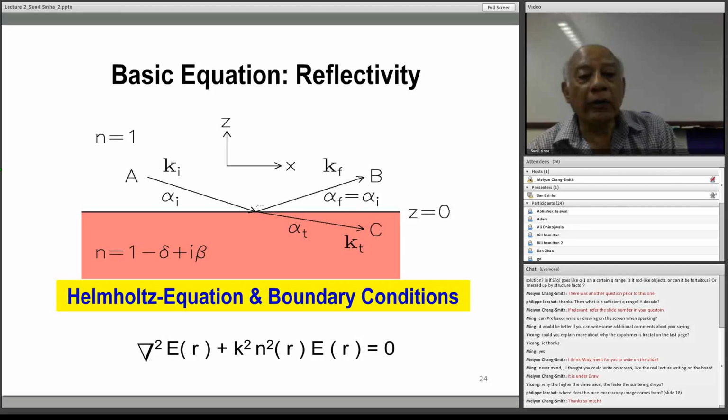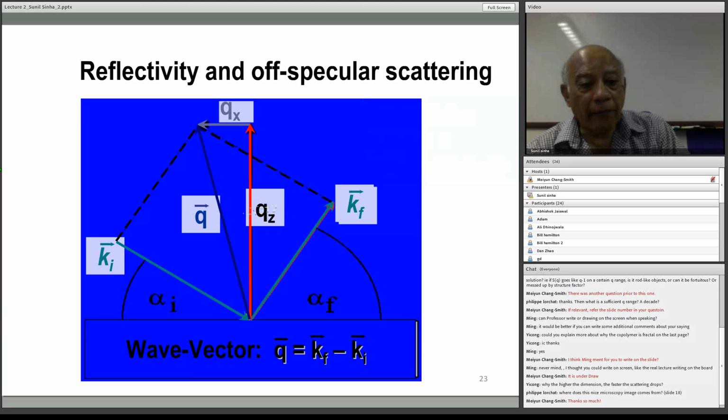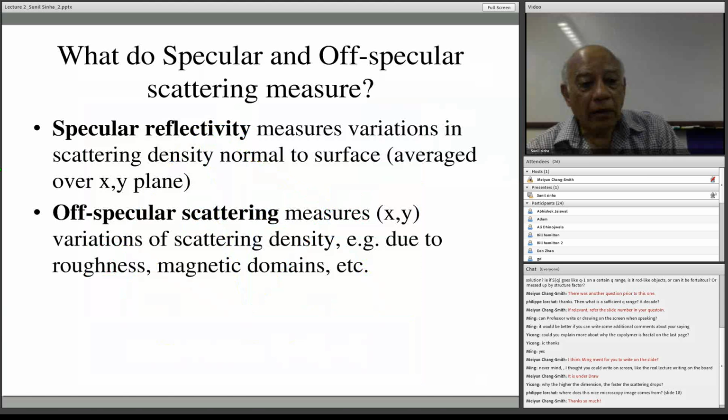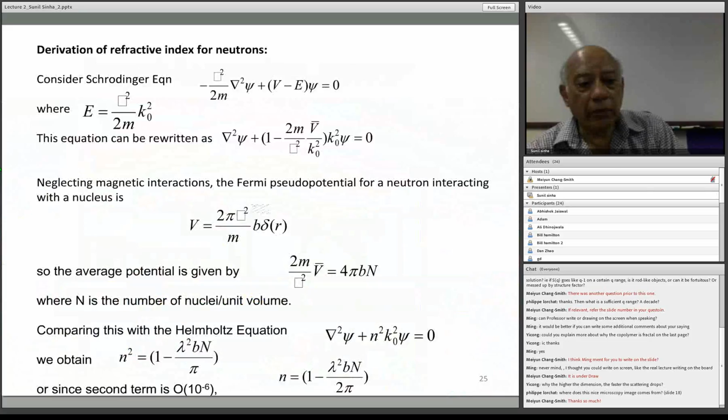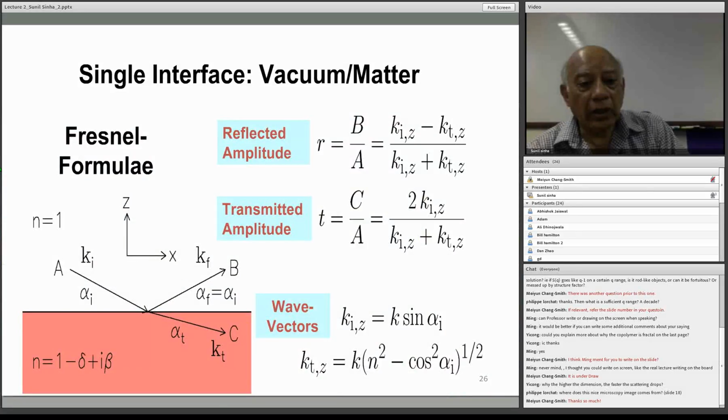But the real part, which is delta here, is related to the electron density, actually, to the nuclear density in this case, scattering length density. So it gives you the density profile, and this imaginary part simply gives you some corrections to it due to absorption. We'll see how that works out.